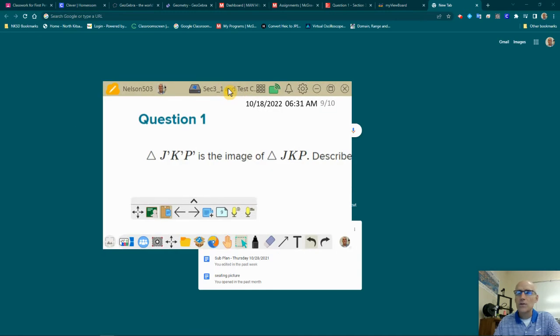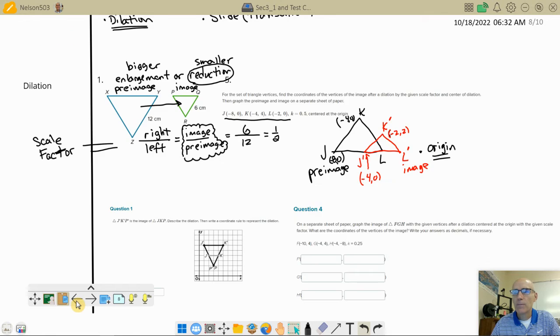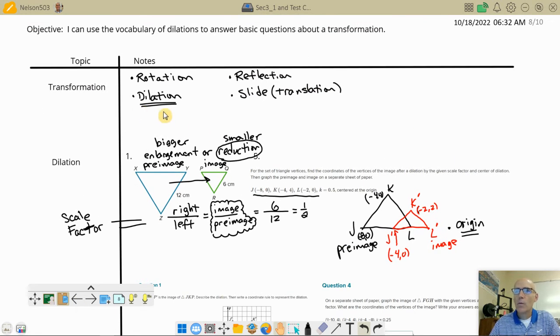All right, ladies and gentlemen, we just reviewed a little bit about what it is that we're doing in chapter three, and I asked you to reconsider your notes, revisit them, and think about why we are talking about dilation. Why is that the main transformation that we're discussing in chapter three? That's because we're going to deal with similar triangles.